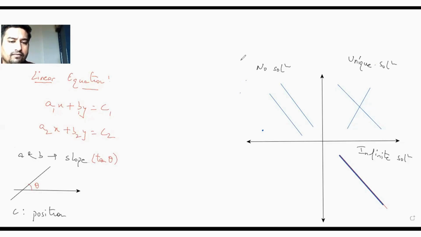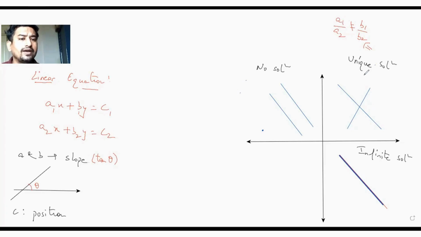Now listen to this very carefully. When I talk about a unique solution, what happens? These two lines are not parallel, right? That's why there's a unique solution. If they're not parallel, simply a1 by a2 will not be equal to b1 by b2. Nothing to do with the c part. Here a1 and a2 are the coefficients of x, and b1 and b2 are the coefficients of y.